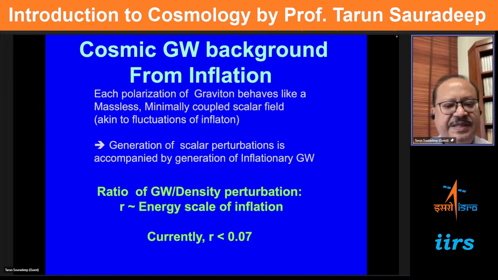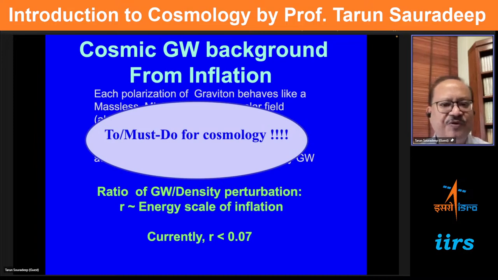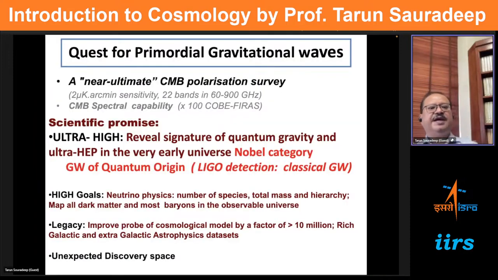But to measure this number, not just put an upper limit, is a must-do for cosmology. We need to do this because then that will complete the picture for us as physicists, of how well we understand the origin and evolution of the universe. So what is required for a primordial gravitational wave discovery is a near-ultimate CMB polarization survey. We have measured temperature fluctuations very well. We also have measured polarization of the CMB to some extent.